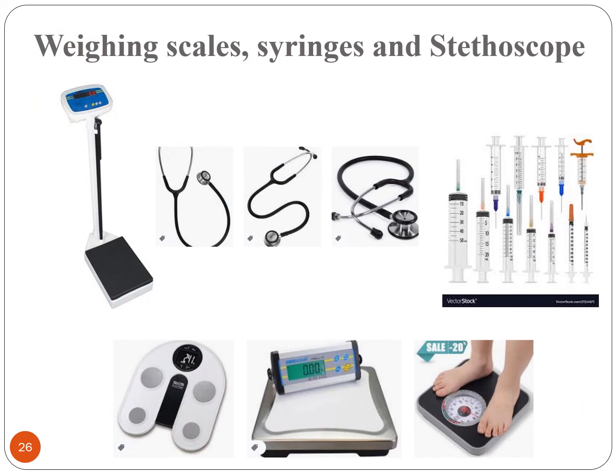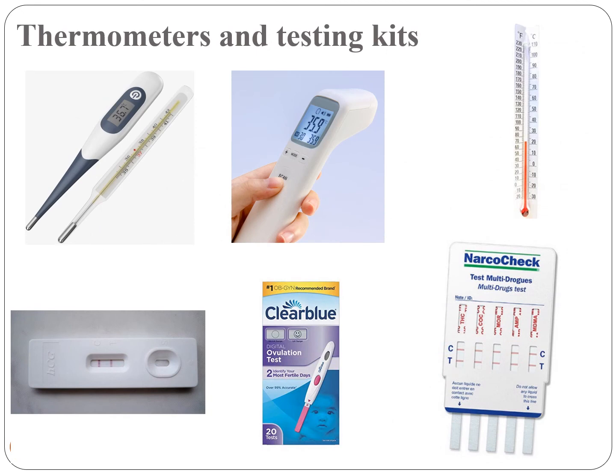Also, regarding the medical devices commonly used in pharmacy practice, we have a weighing scale, syringe, stethoscope, thermometers, and testing kits. These are thermometers, and these are testing kits, such as, for example, a pregnancy test strip, and an ovulation test strip, which provides an advantage to detect the ovulation period, either to avoid pregnancy or to achieve pregnancy.